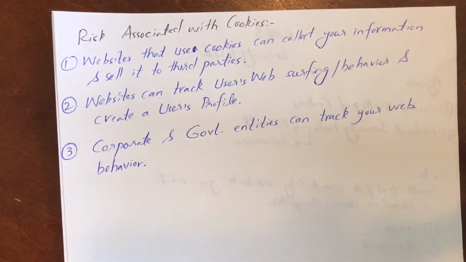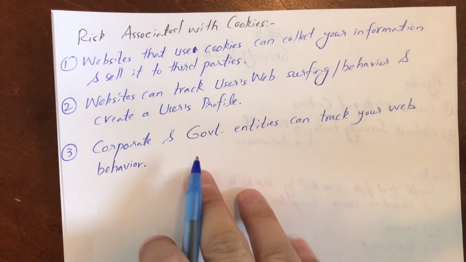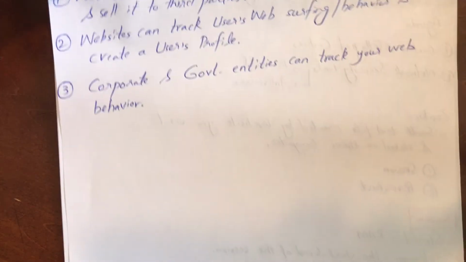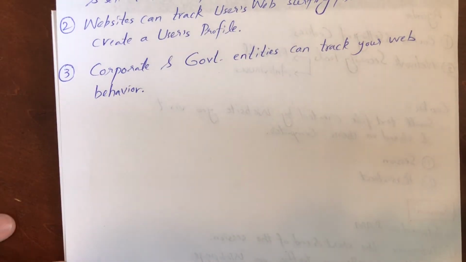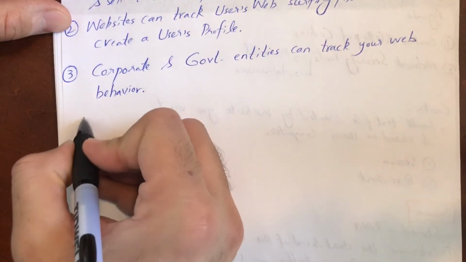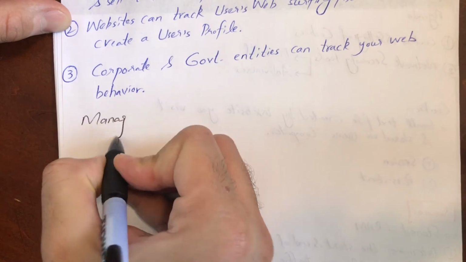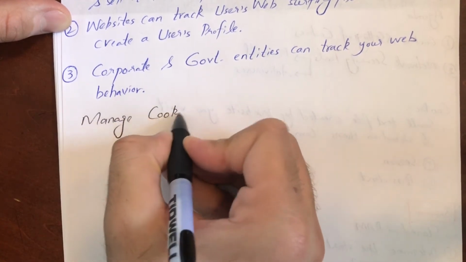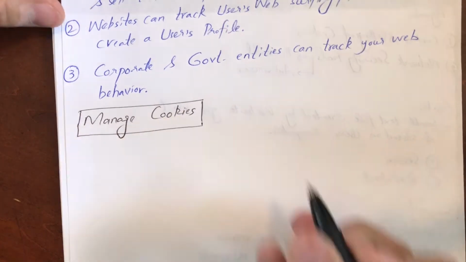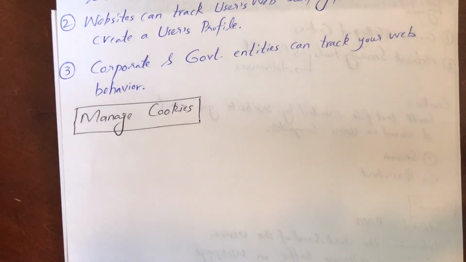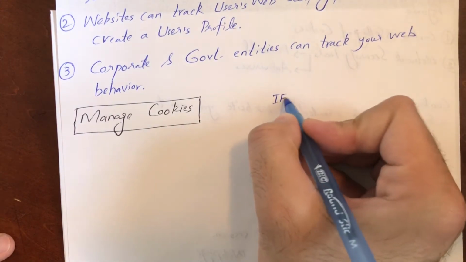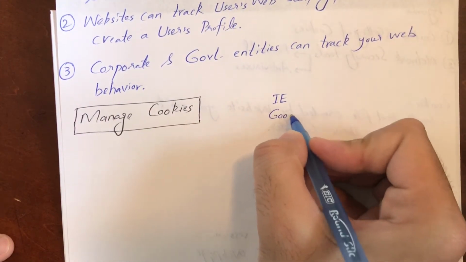In our chapter 6, we'll discuss what exactly the government and corporate sector do with your web browsing data and all. Next is how we can manage cookies. Depending upon which kind of browser you use, we have mainly 4 main browsers that we actually use. One is Internet Explorer. Second is Google Chrome.